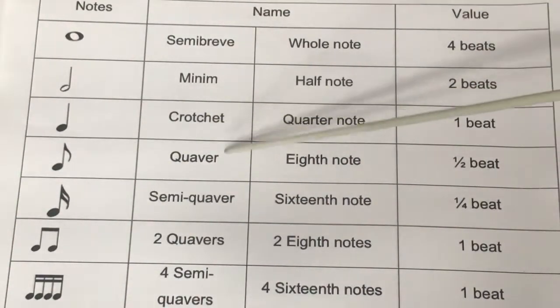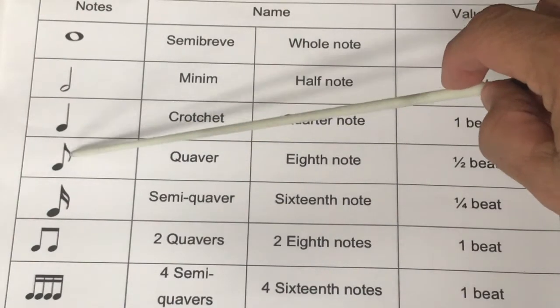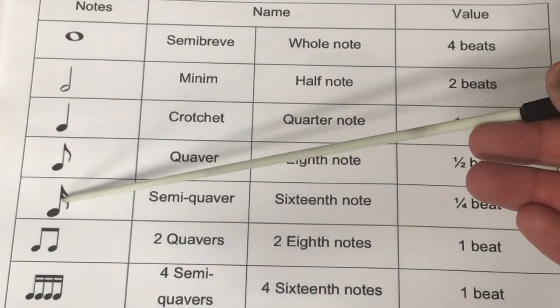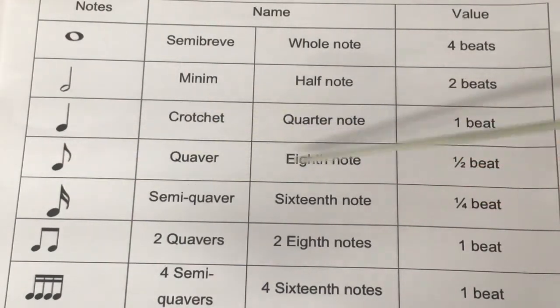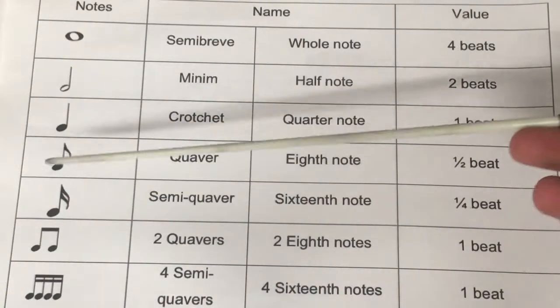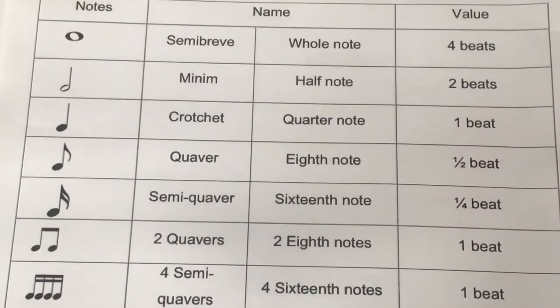Quaver, like a crotchet with a little tail. 8th note, it's worth half a beat. Semiquaver, you can see we just add a tail to it. 16th note, it's worth a quarter of 1 beat. So it takes 4 of these to add up to 1 crotchet, which is worth 1 beat.